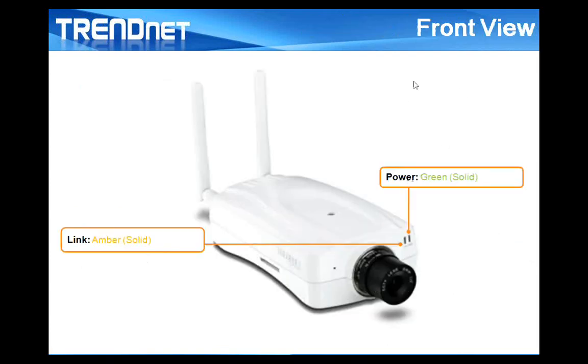Alright, let's go over the physical interface. So we're going to go over the front view first. I really like the LEDs on the TVIP512. In the default mode, you have the power, which is a green solid light, and then you have a link light, which is amber, which is usually solid. What's nice about this LED is you can gain some information by it, because when someone is viewing the camera, the amber light will blink, so you know someone is actually viewing the camera, whether it be remotely or on the local network. So that's a cool feature that we've added to this camera.